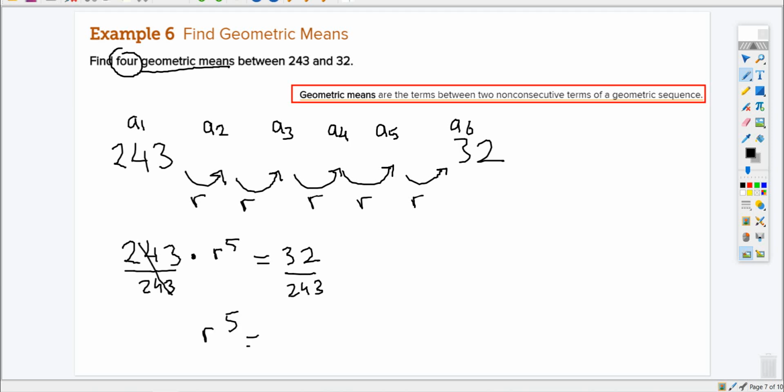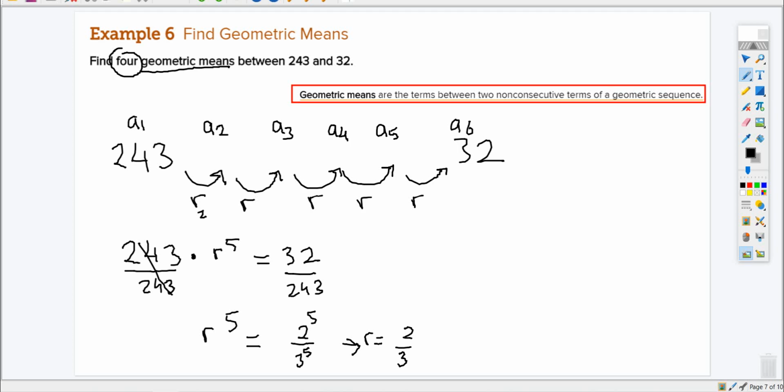So r to the power 5. I can tell 32 is 2 to the power 5. I can tell 243 is 3 to the power 5. They will always give you good numbers, guys, don't worry. So 32 is just 2 to the power 5, 243 is 3 to the power 5. That gets you one single r. If you take the 5th root of both sides, it will be just 2 over 3. Looks like the common ratio we got here is 2 over 3.